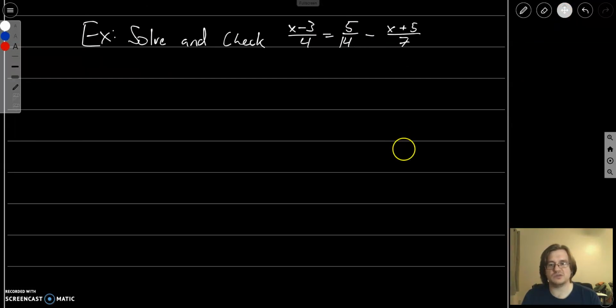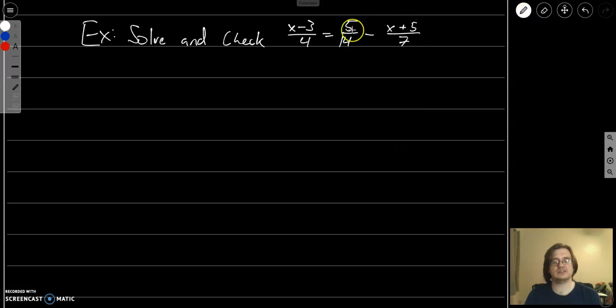The last thing we'll do is we'll look at an equation with fractions in it. Because I don't particularly like fractions, I want to get rid of them as soon as possible. So the trick is to multiply by the lowest common denominator of every single fraction. So we'll need to find the lowest common denominator, where the denominators are 4, 14, and 7. So the factors of 4 are 2 and 2. The factors of 14 are 2 and 7. And the factor of 7 is just 7.